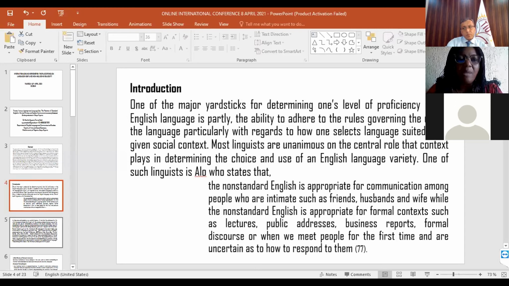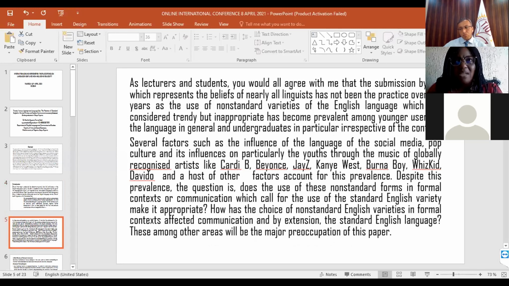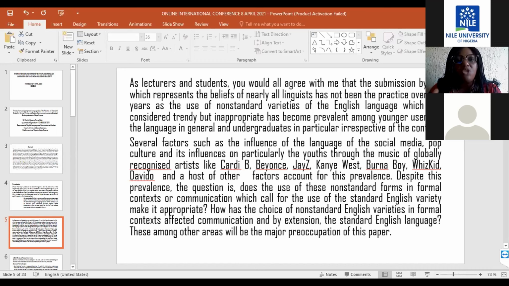Now, here is the problem. And you would all agree with me, as teachers and students, that we have found ourselves in that position where you see a lot of non-standard usages in very formal writings and very formal spoken communications. Sometimes you're marking scripts and then you come across some of these words that you know are not supposed to find their way into such writings.